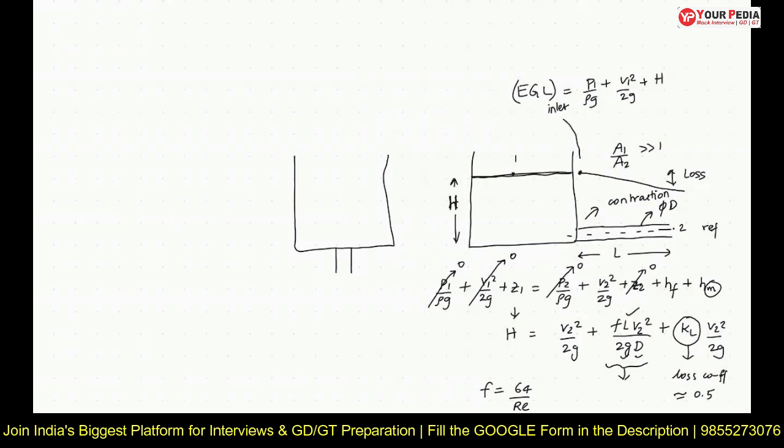Okay, that is okay. And what will be the HGL here? Just draw the HGL with red color. Okay. HGL is given by only pressure, P by rho g, plus Z.